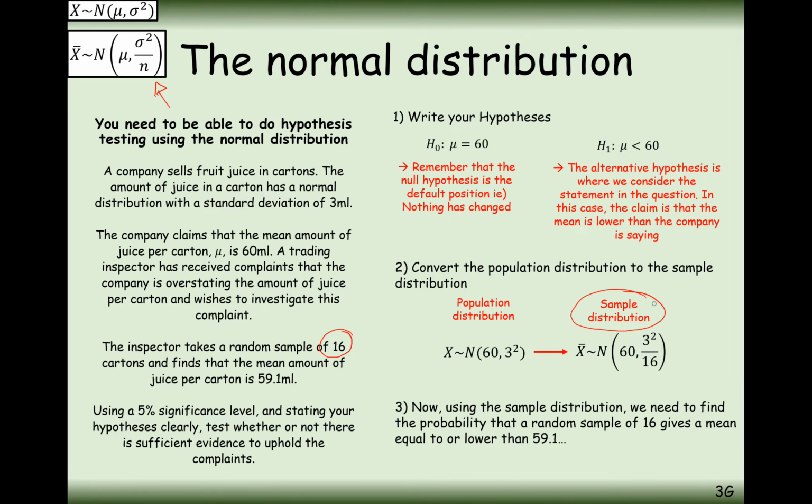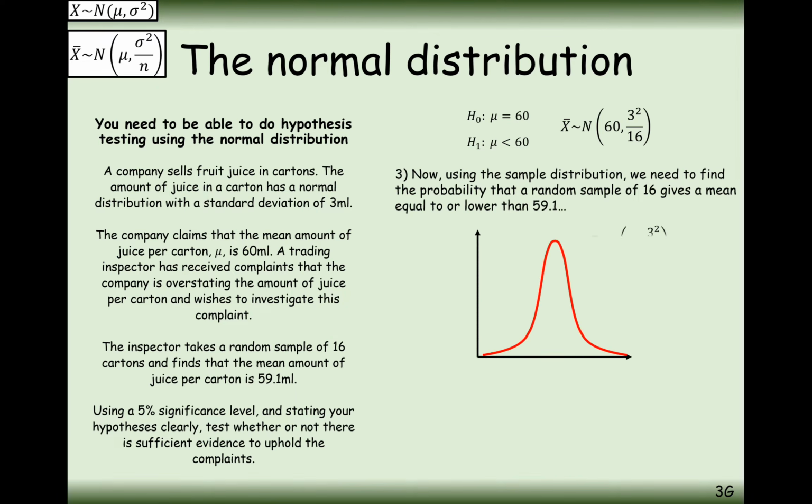So now that we've got our suitable sample distribution, we need to find the probability that a random sample of 16 gives a mean equal to or lower than 59.1. So what we're going to do then is use our calculators. The mean is going to be 60, 59.1 is on this side here, and we want to know what area this is going to be. Now, depending upon whether this comes out at more than 5% or less than 5% will depend on what hypothesis we accept and reject.